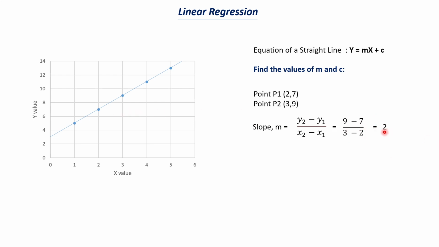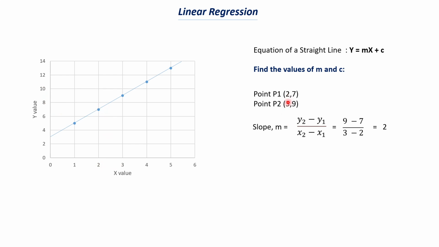So what does this slope represent? It represents that if the x-axis value changes by a unit of 1, then the y-axis value will change by a unit of 2. So that's the importance of slope. For each increase in the value of x by a factor of 1, the y-axis value will increase by a factor of 2, as you can see here.